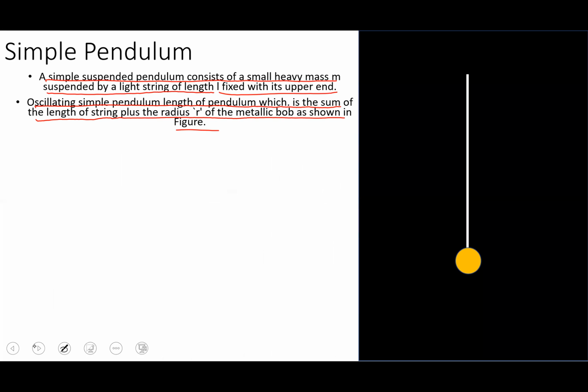Now this is the figure of the simple pendulum. This is the length of the string plus the radius of the bob, which is also included, and this is the mass of the pendulum represented by m.